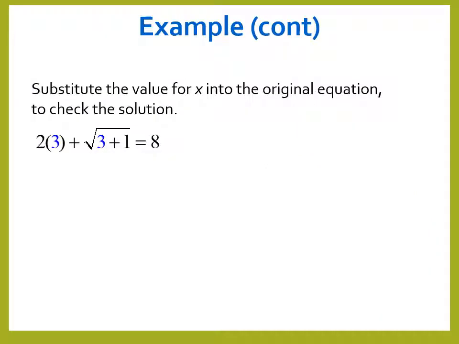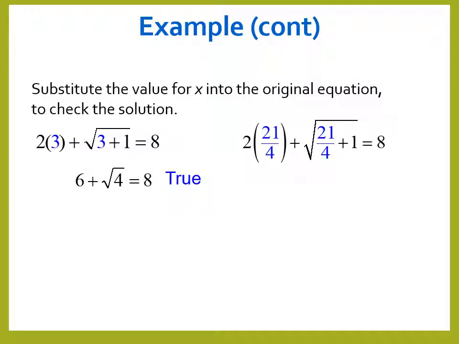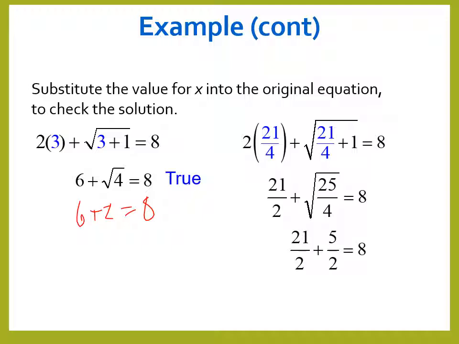So final step. First I'm going to plug in the 3, see if I get a true statement. And I did. And this is because the square root of 4 is 2. And that leaves me with 8. I'm going to plug in 21 over 4 and see what happens. So I end up with 21 over 2 plus the square root of 25 over 4. And that ends up with 5 over 2.